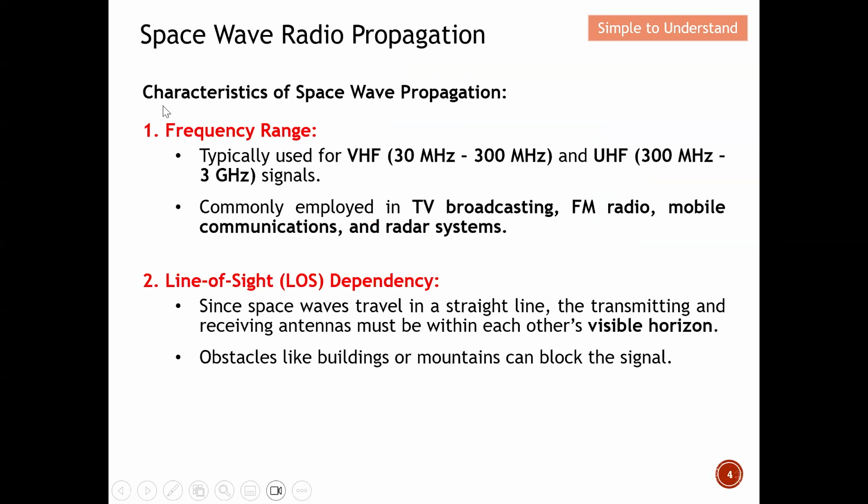Next, let's come to the characteristics of space wave propagation. Firstly, the frequency range. Most of the time, it is typically used for VHF, which is from 30 megahertz to 300 megahertz.